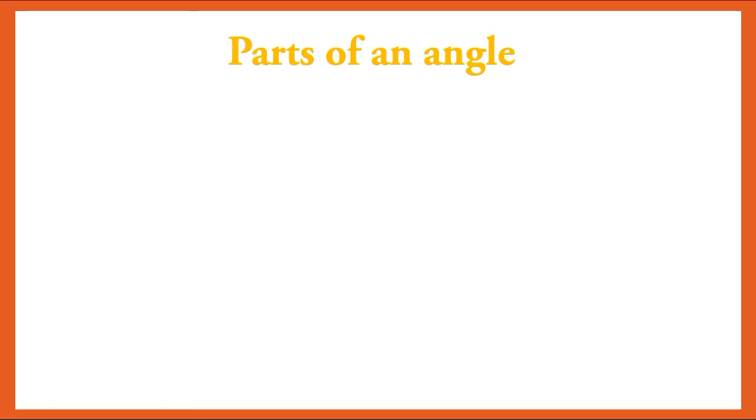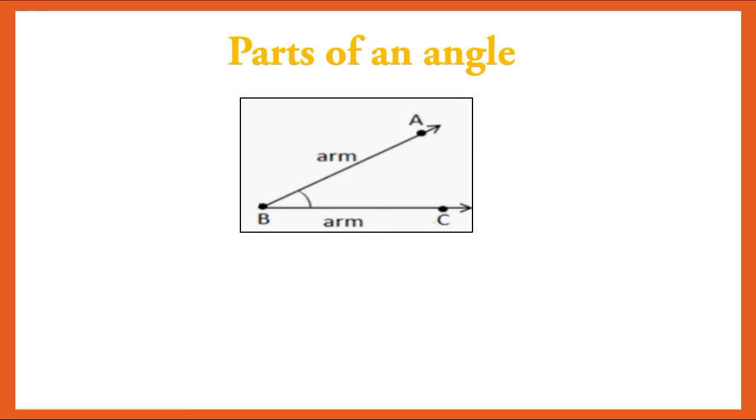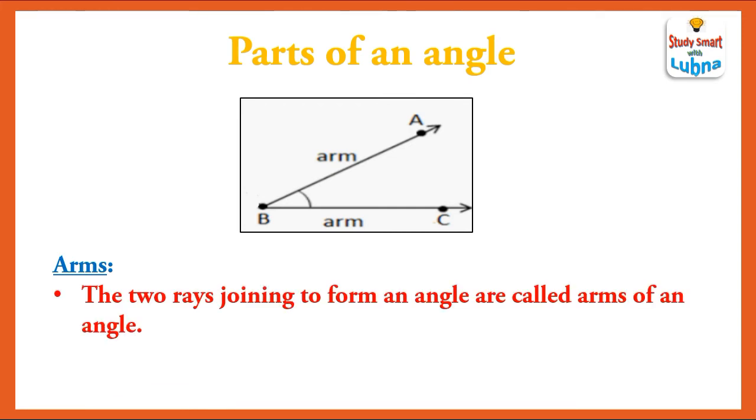Parts of an angle. What are the parts of an angle? This is an example of an angle. Here you can see the two rays are AB and BC, and they are meeting at a common end point which is B here. Arms. The first part of an angle is arms. What is an arm? The two rays joining to form an angle are called arms of an angle. So here the two rays AB and BC are called arms of an angle.